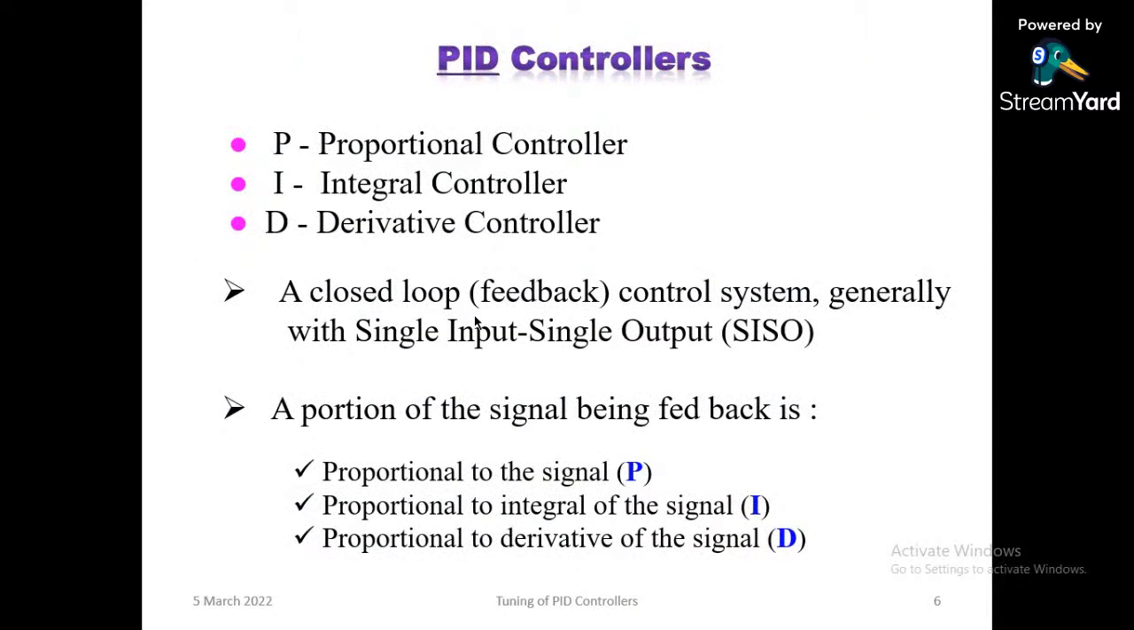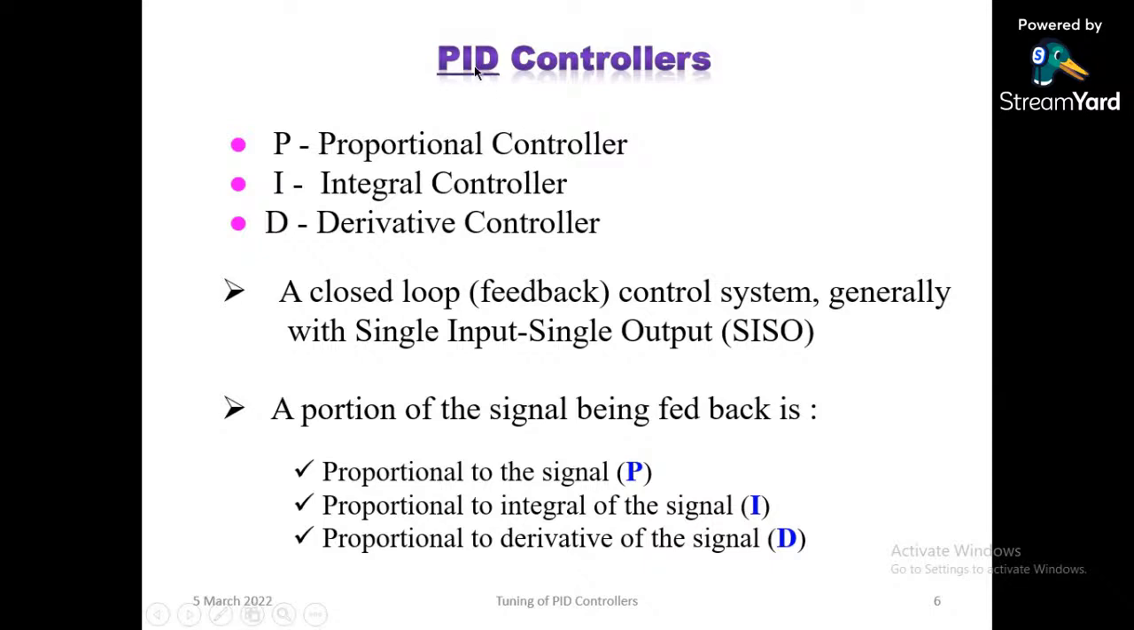Now focus on this PID controller. P means proportional, I means integral, D means derivative. Okay. Now normally we use the closed loop control system. We have already seen the different ways of taking feedback or making the system a closed loop, right? And generally, as of now, we have seen only single input, single output systems. Okay, at least in the syllabus, we have seen only one input, one output. That is SISO systems. Fine.